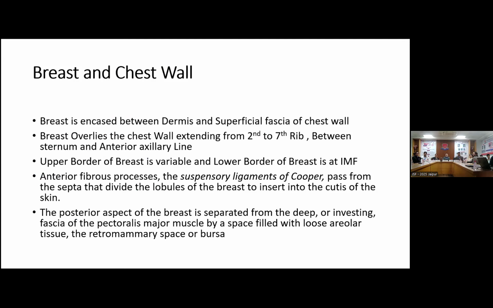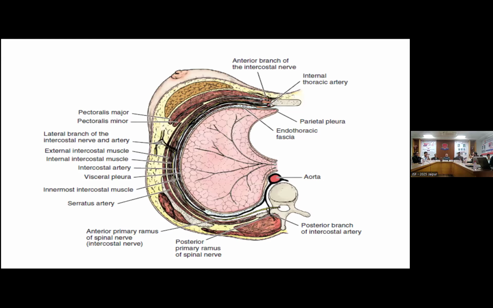Posteriorly, it is separated from the chest wall by loose areolar tissue, which is called the retromammary space. So as we know, the breast is mobile on the lateral side and on the upper side, but it is relatively fixed on the IMF side and on the medial side. So this is the cross section, which is showing the breast over the chest wall.